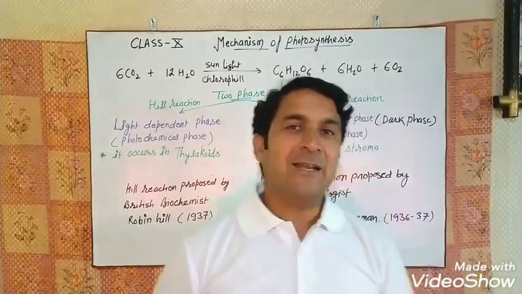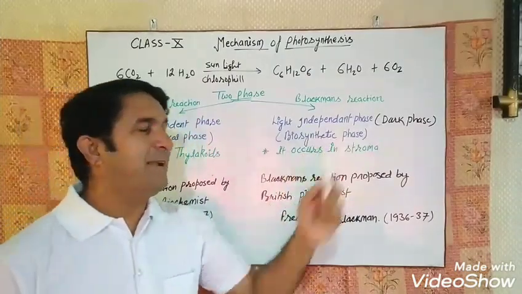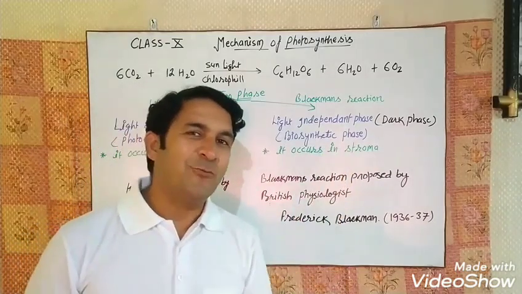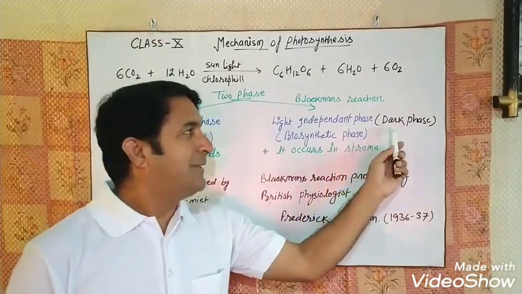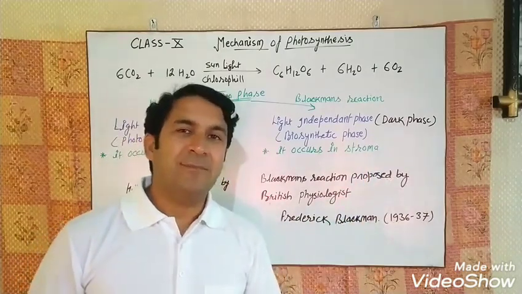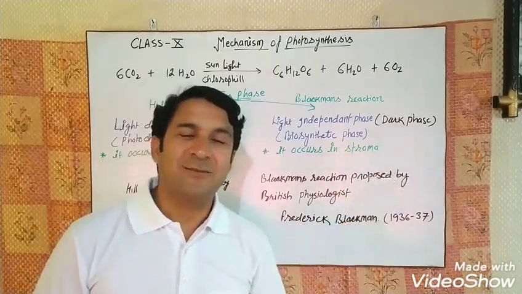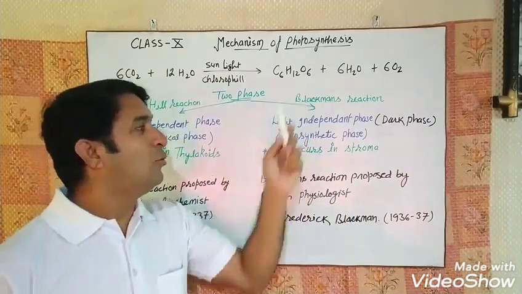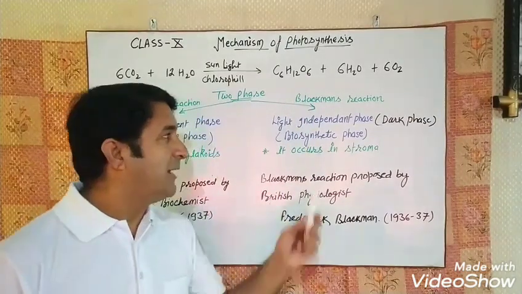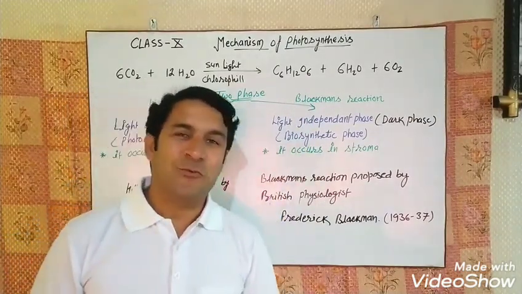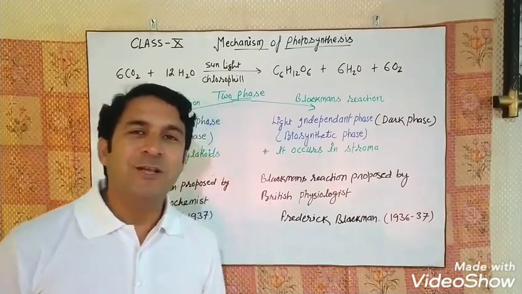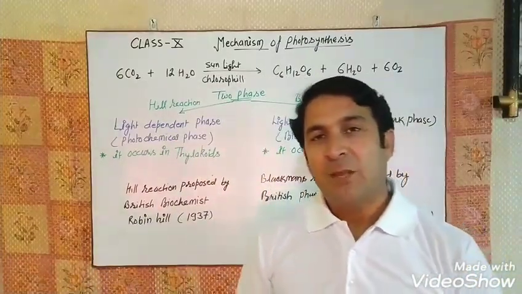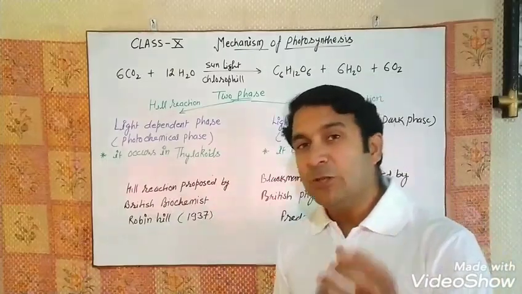Right? On the other hand, the light independent phase. This light independent phase is independent of light. That's why it takes place at night time, and that's why this is called the dark phase. In this phase, the plant synthesizes the organic compound glucose. Right? So that's why this is also called the biosynthetic phase. Whether we talk about the light dependent phase or the light independent phase, both take place in the chloroplast.